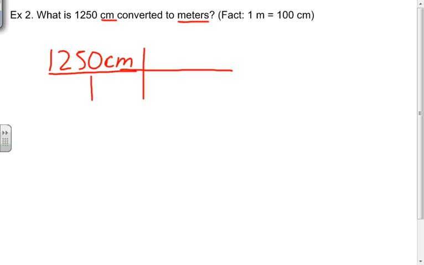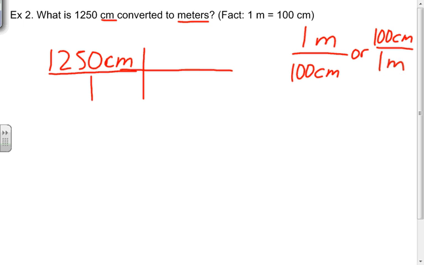So now I have my conversion factor, my fact that 1 meter is 100 centimeters. There are two ways I can write that as a fraction. I could write it as 1 meter over 100 centimeters, or I can write it as 100 centimeters over 1 meter. One of those is going to be right, one of them is going to be wrong. The only way you can get a problem like this wrong is if you pick the wrong fraction. Okay? Here's how you can tell.